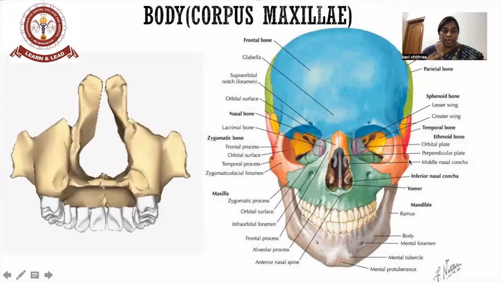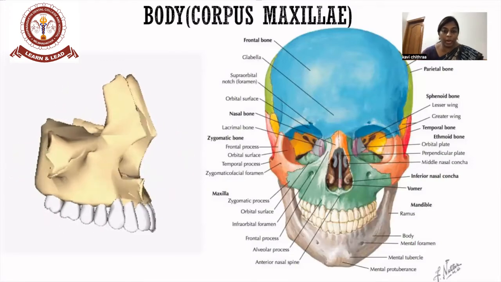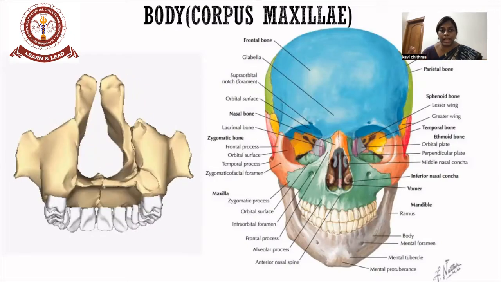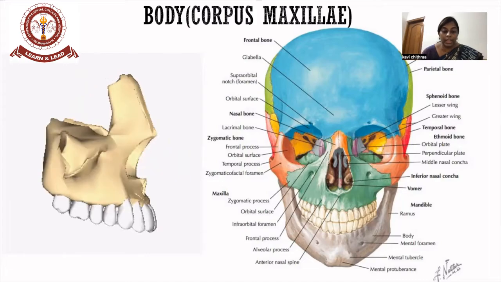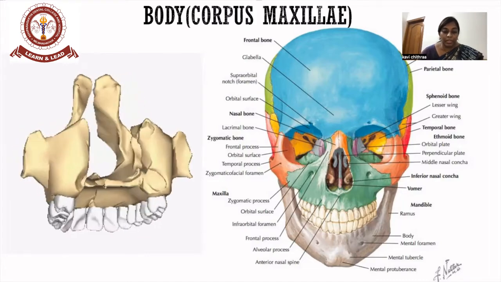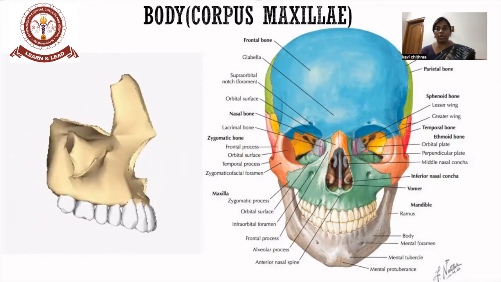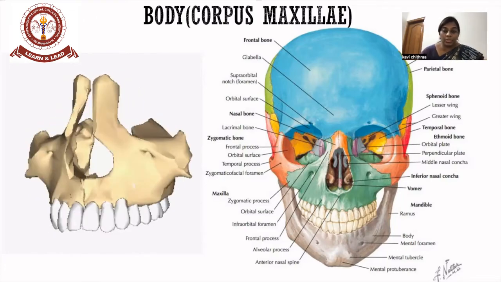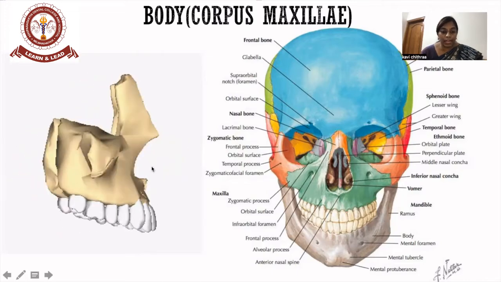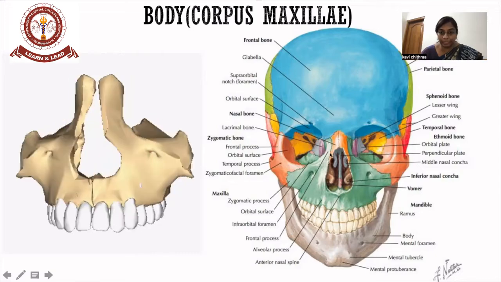So then let's go on to the main part of the maxilla, which is the body. The body of the maxilla is actually pyramidal in shape, and it has 4 surfaces: the anterior surface, the posterior or infratemporal surface, the superior or orbital surface, and the nasal or medial surface. So the 2 maxilla actually articulate in the midline at the intermaxillary suture.